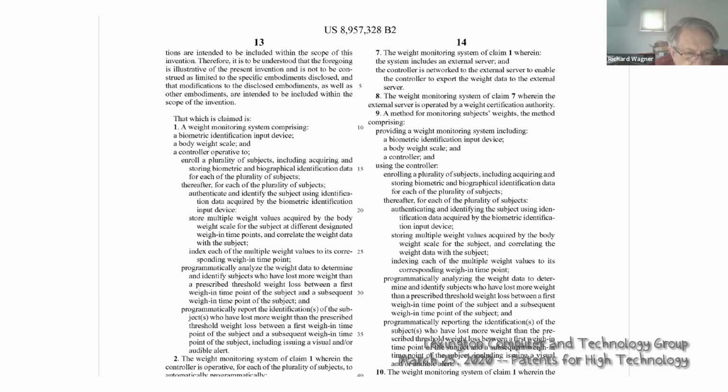Now, programmatically analyze the weight data to determine and identify subjects who have lost more weight than a prescribed threshold weight loss between a first weigh-in time point of the subject and a subsequent weigh-in time point of the subject, and programmatically report the identification or identifications of the subject or subjects who have lost more weight than the prescribed threshold weight loss between a first weigh-in time point of the subject and a subsequent weigh-in time point of the subject, including issuing a visual and or audible alert.